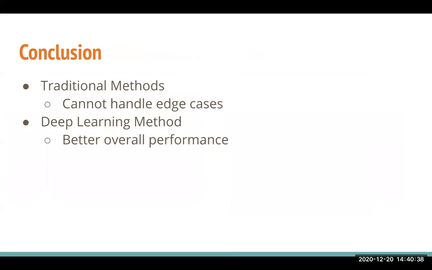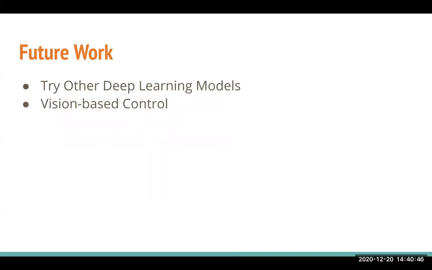In this project, we found the traditional methods have several disadvantages, which can be conquered by using deep learning methods. In the future, we can try different deep learning methods and figure out whether they can produce better results. Moreover, we can implement vision-based control. Instead of only detecting lanes in the image, we can control the car based on vision and realize autonomous driving.